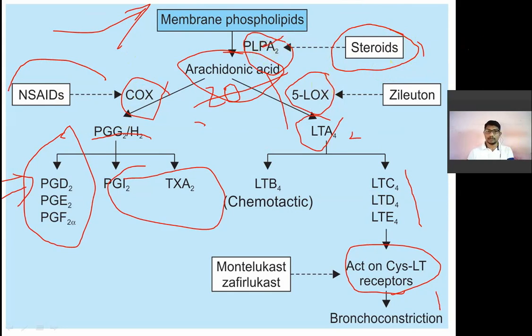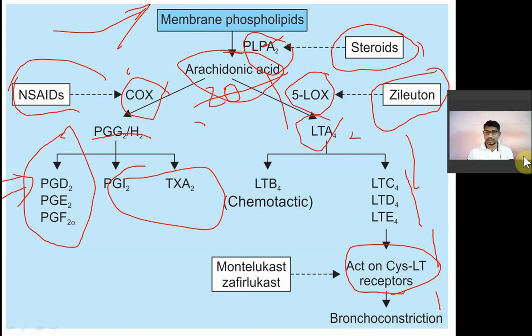Then NSAIDs, non-steroidal anti-inflammatory drugs, inhibit COX, cyclooxygenase, and prevent the formation of prostaglandins and thromboxane A2, and that's how they act as analgesic and antipyretic. There is another category of drug, known as lipoxygenase inhibitors. Zileuton is a lipoxygenase inhibitor. These drugs are useful in asthma. Leukotriene blockers are also useful in asthma.